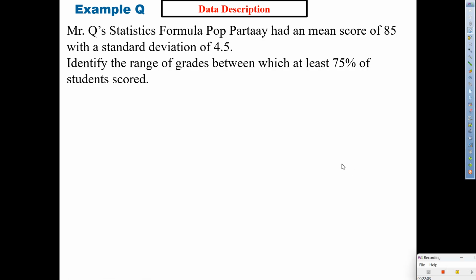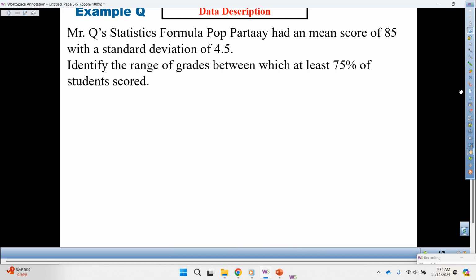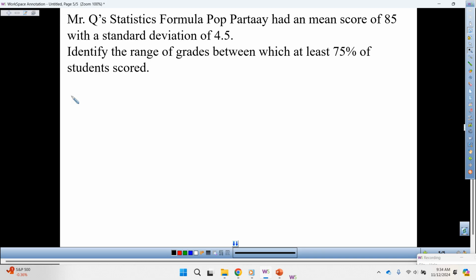I'm going to pause the music in the back just to make sure we got this. Here it goes. I'm going to read it one more time. Example Q. Mr. Q's statistics formula pop quiz had a mean score of 85 with a standard deviation of 4.5. Identify the range of grades between which at least 75% of students scored. So, when you get to these problems, when they're asking for a certain range of whatever that may be, I want you to write 4 things right away on the side. Over here, I want you to write mu, standard deviation, percent, and K.